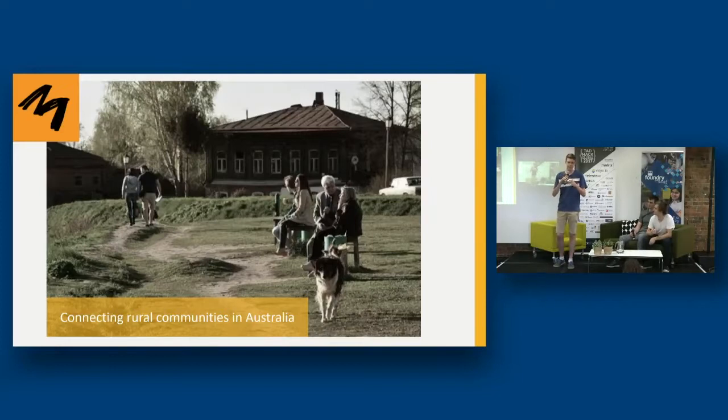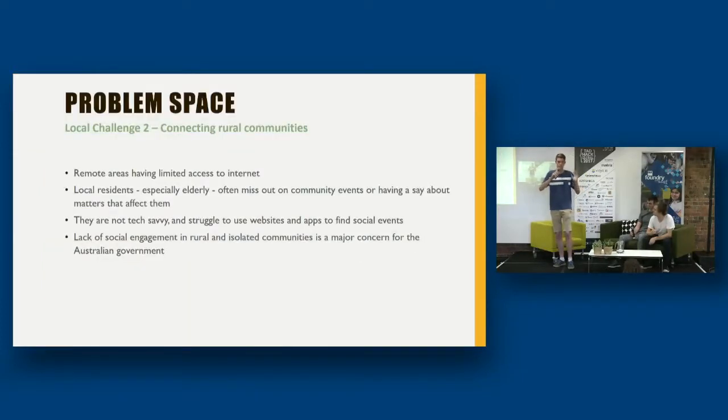So users just text in their postcode and the service replies with a list of the 5 closest meetups. We have a demo that we'll be showing you now.